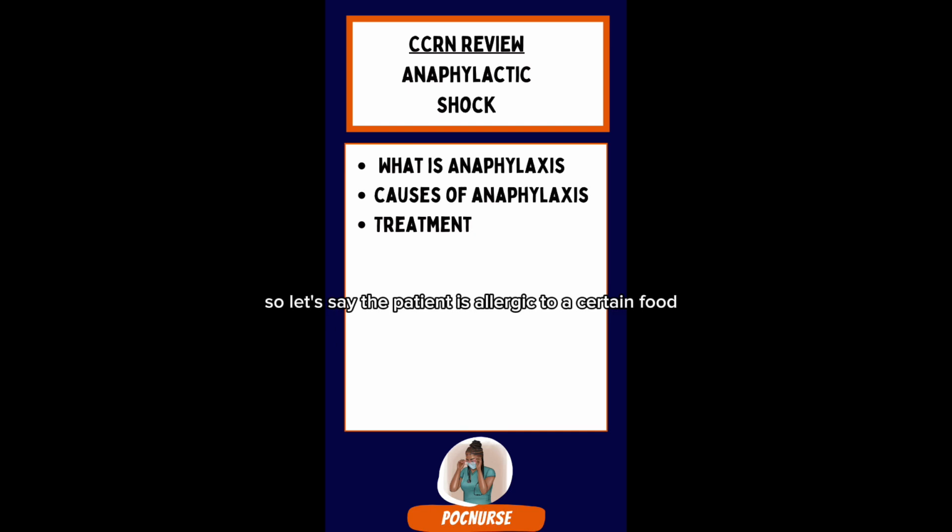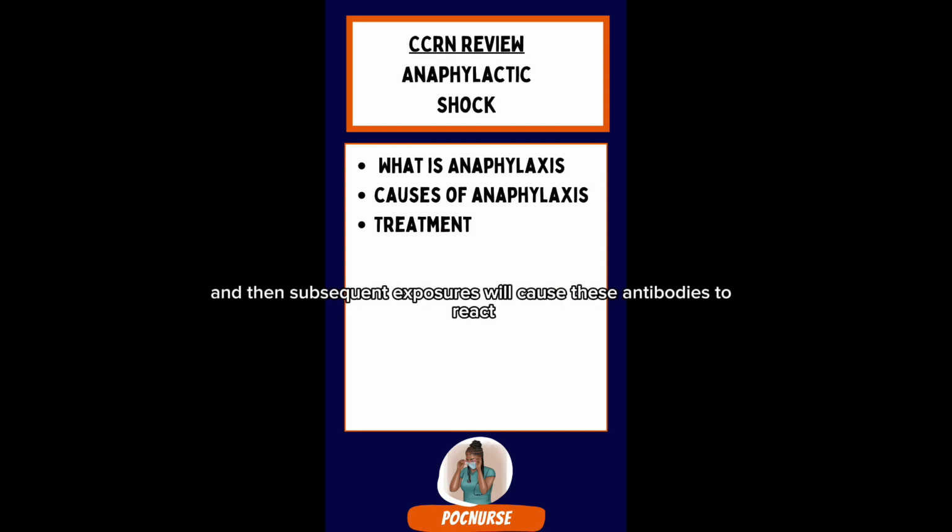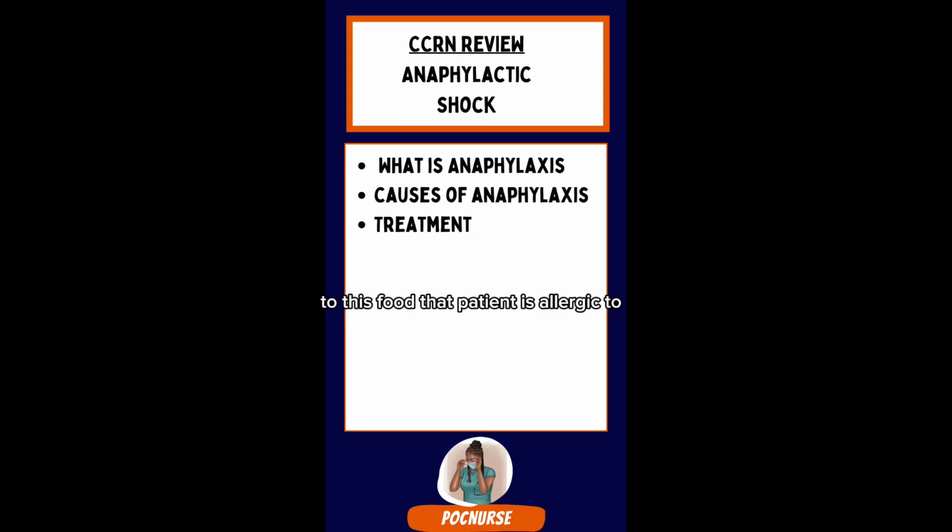Anaphylactic reactions usually happen after a patient has been previously exposed to a substance. So let's say the patient is allergic to a certain food. The patient could be exposed the first time and develop antibodies, and then subsequent exposures will cause these antibodies to react to this food that the patient is allergic to, thereby causing an allergic reaction.